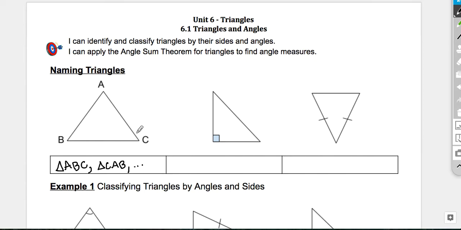Since it's a triangle, there's only one way it can go. So if there's more than 3 points, if there's 4 points, then you have to go in the order it goes around the shape. But no matter which direction you go, you'll get a triangle whenever you name it.